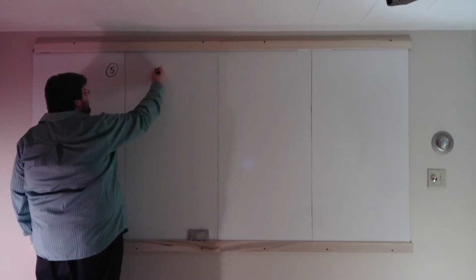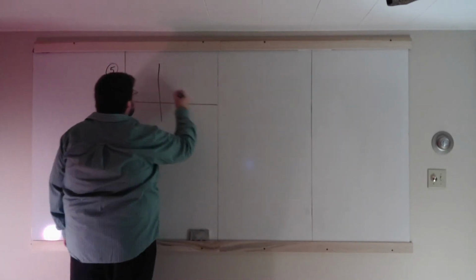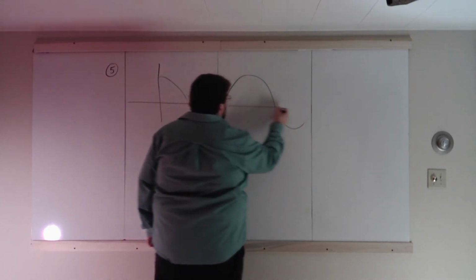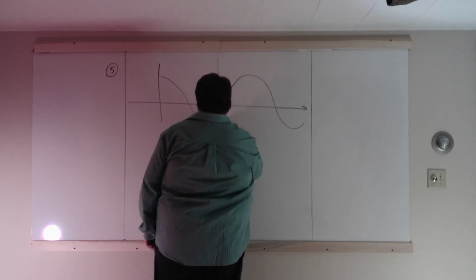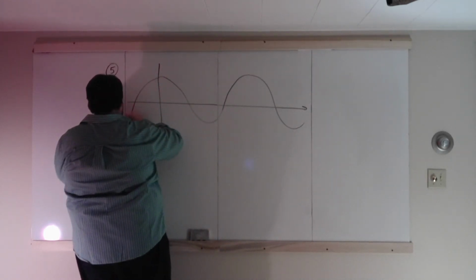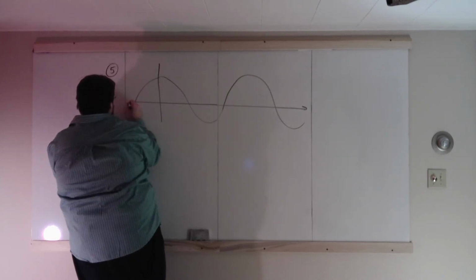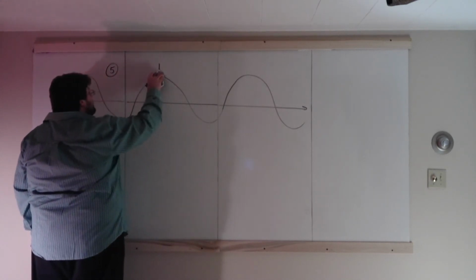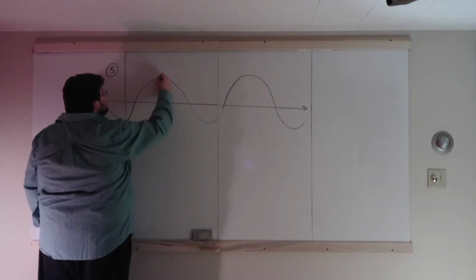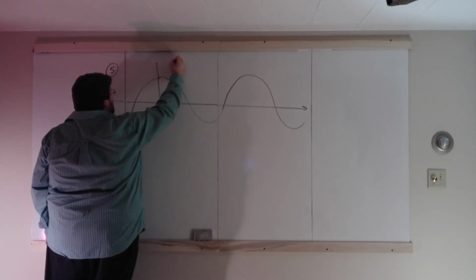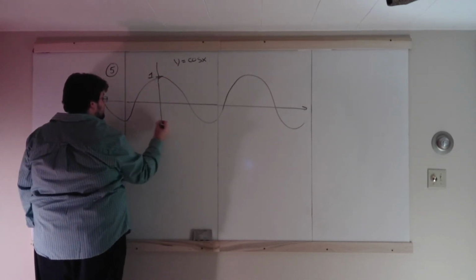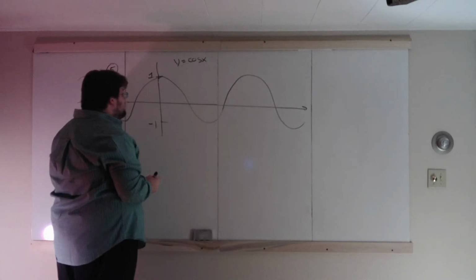Next one, number 5. Sketch a graph of cosine x. So here's a graph of cosine x. Let's label some of the points. Remember cosine x goes up to 1 and goes down to negative 1. You don't have to write your two ones the same.